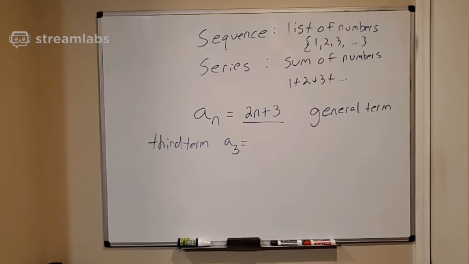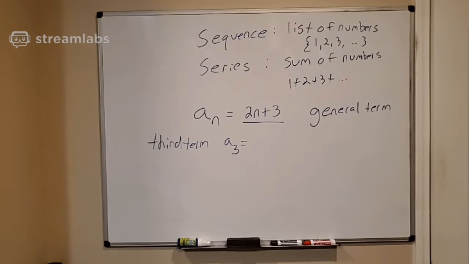Don't all answer at once or anything. What was the question? What's the difference between writing the general term, a sub n equals 2n plus 3, and then when I started to write out the third term, a sub 3? What did I do? Like, what's different? You said n equals 3. Exactly. All I did was say, well, n is equal to 3 for my third term.